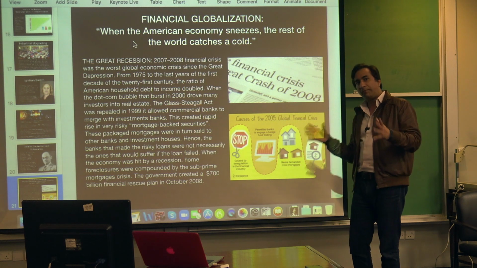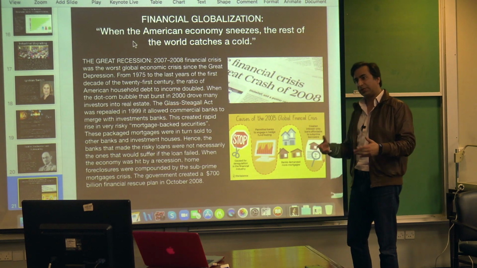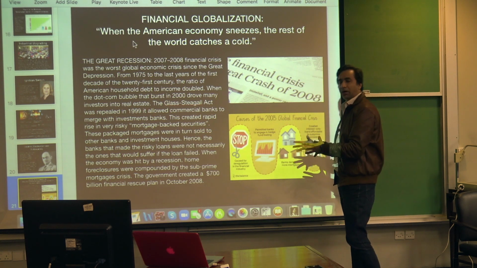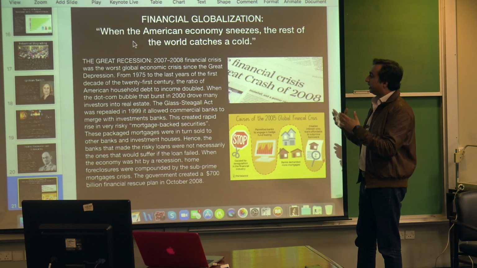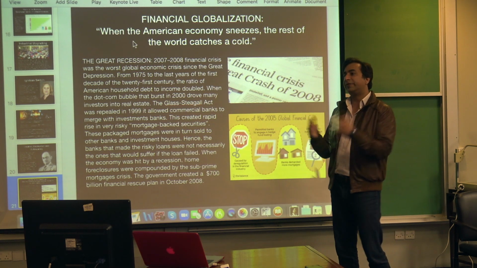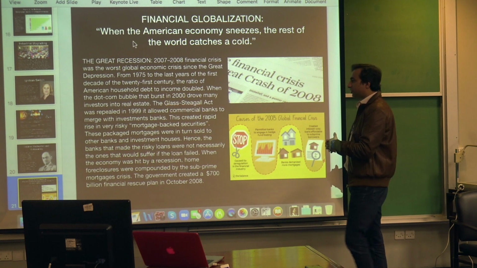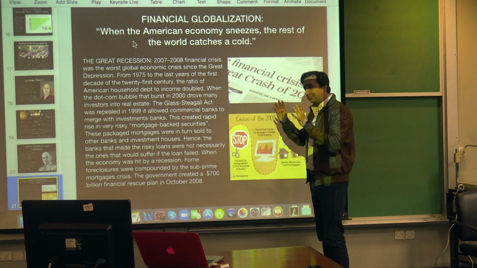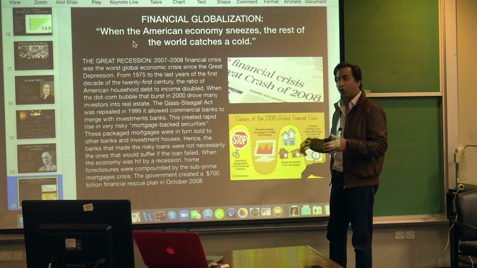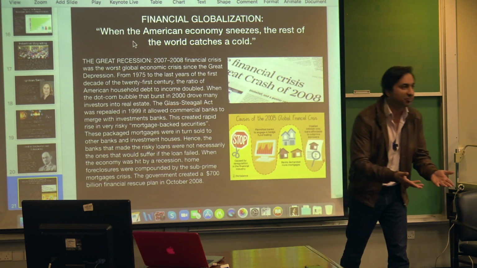When there was a big dot-com bubble, a lot of people were investing in Google and Facebook and so on. That burst. When that burst, people moved all that money from the dot-com bubble into the housing market, into real estate. And at the same time, in 1999, the Glass-Steagall Act was repealed, which allowed investment banks and commercial banks to merge with each other. Now, this created a situation where banks could make very, very risky loans to people on the mortgages of their houses.